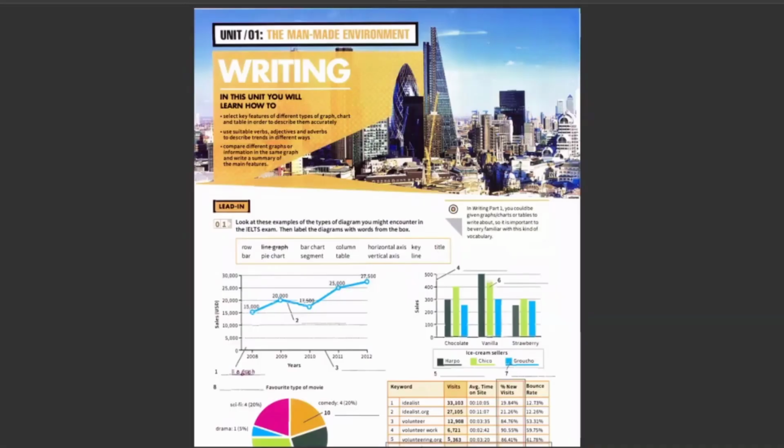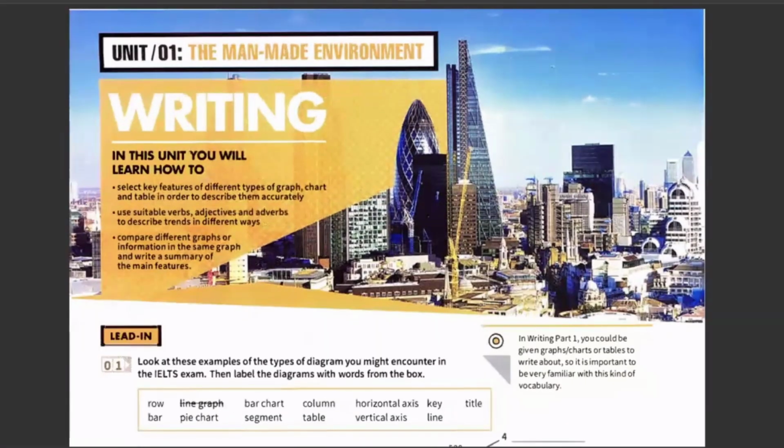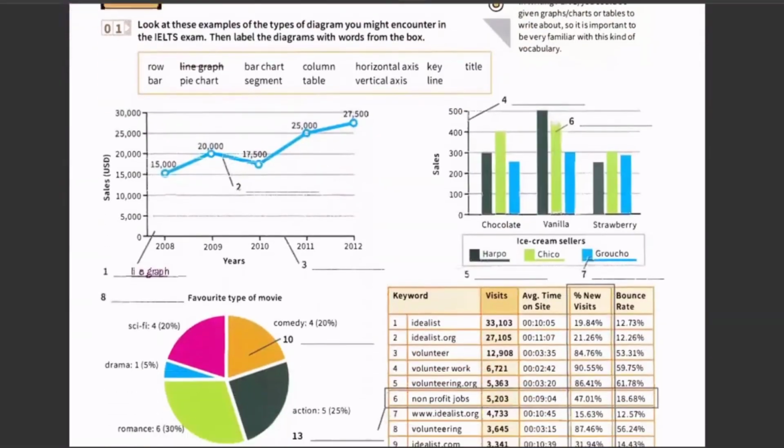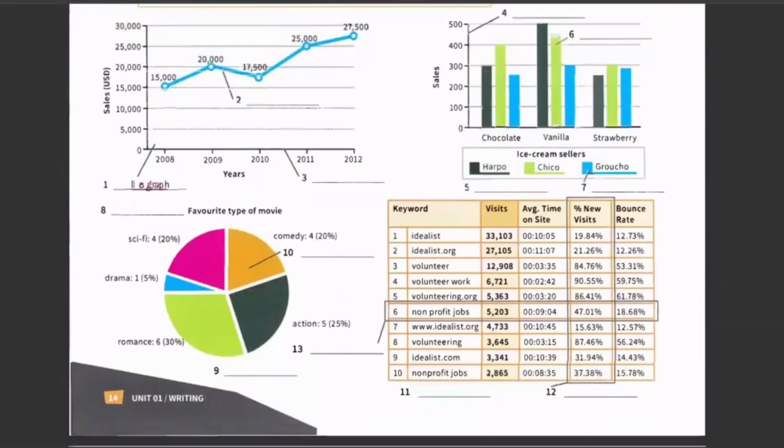Yeah. So I'll zoom in so it's easier for you to see. This task, the first one, is completely based on working on graphs, and many types of graphs actually. That could be line graph, bar graph.